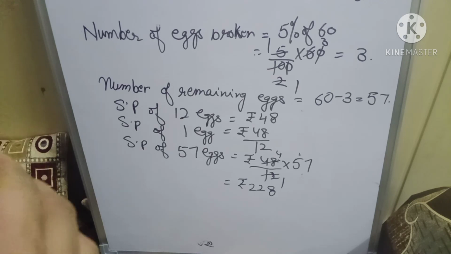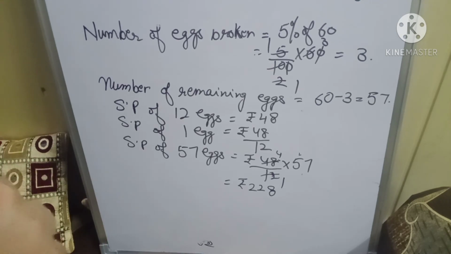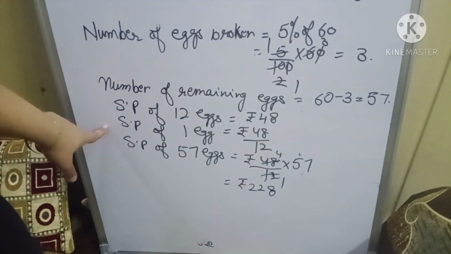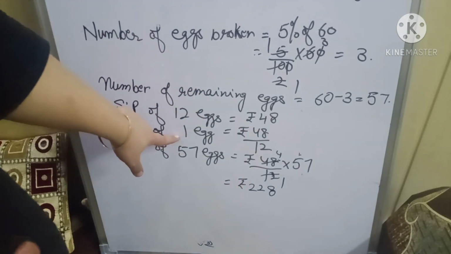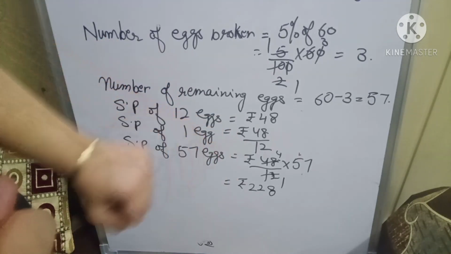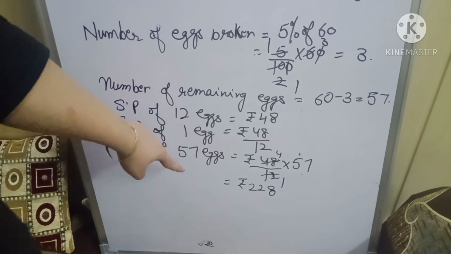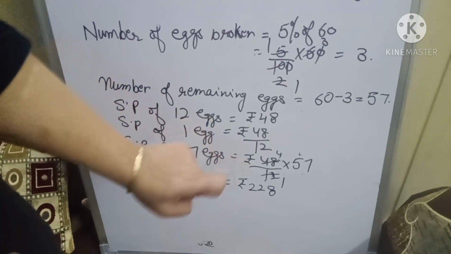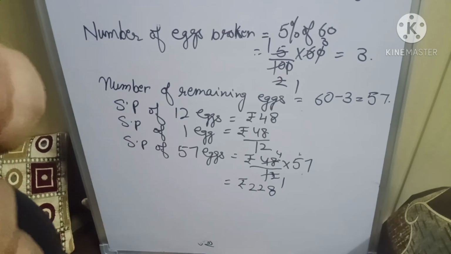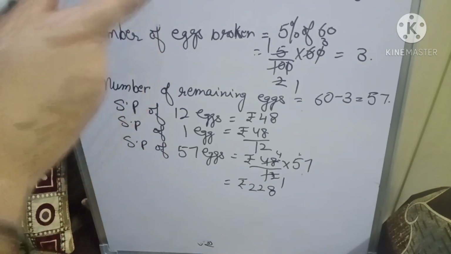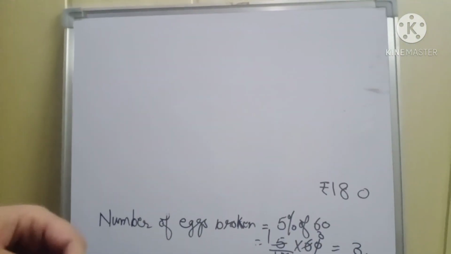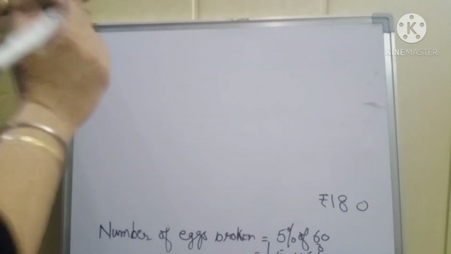We have been given in the question that the selling price of 12 eggs is rupees 48. With the help of the unitary method, we find the selling price of 1 egg. Selling price of 1 egg is rupees 48 by 12. Selling price of 57 eggs, 48 by 12 into 57, that is 228.